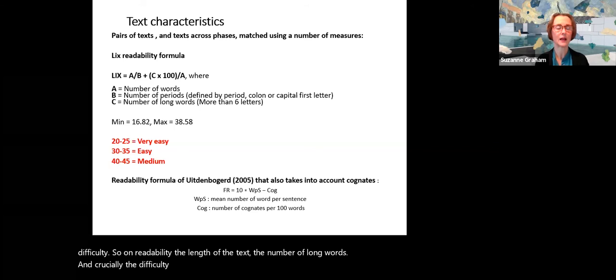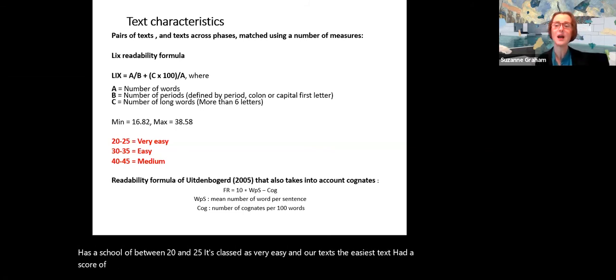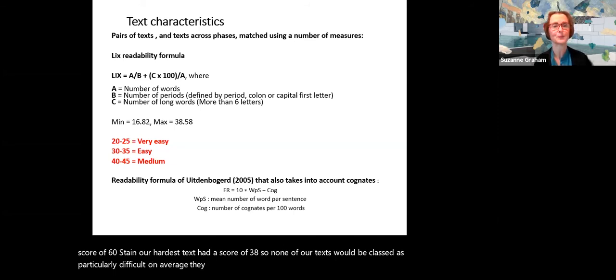So on this scale here, if a text has a score of between 20 and 25, it's classed as very easy. And our texts, the easiest text had a score of 16. Our hardest text had a score of 38. So none of our texts would be classed as particularly difficult. On average, they were moderately easy.